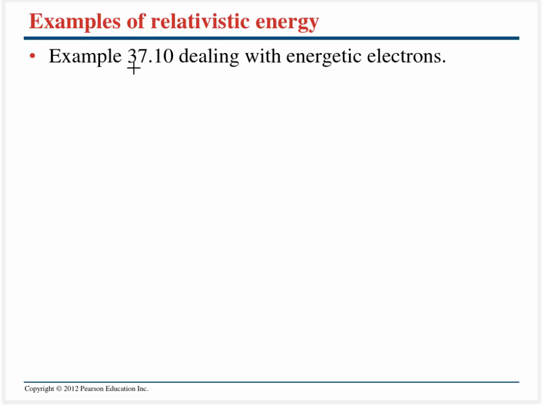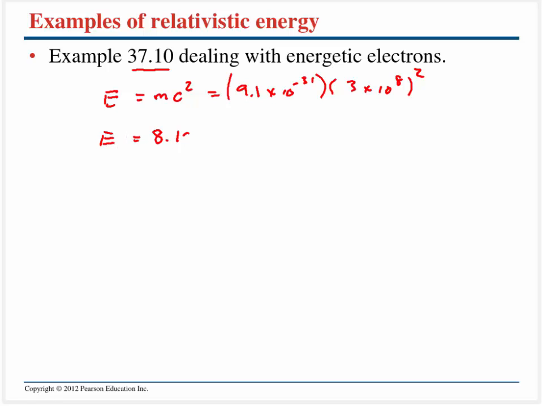So let's go ahead and take a look at an example of this. 37.10 says if you have an electron, what is its rest energy? And so the rest energy is going to be equal to mc squared. And so we know this is going to be 9.1 times 10 to the minus 31 kilograms for an electron. This is going to be 3 times 10 to the 8th meters per second, and don't forget to square that guy. And the energy is going to be equal to 8.19 times 10 to the negative 14th joules.